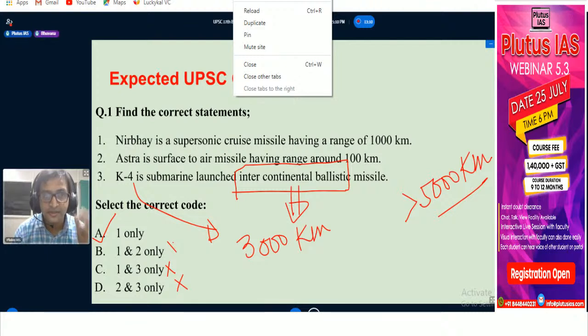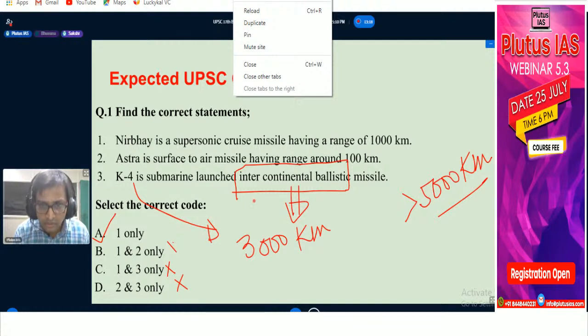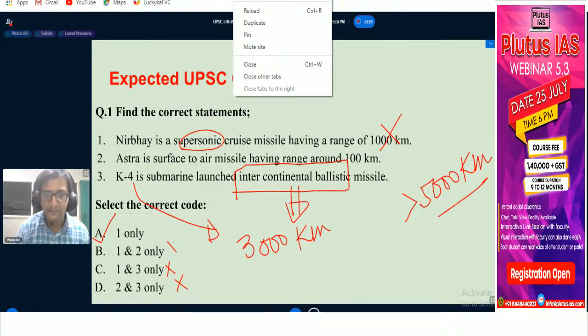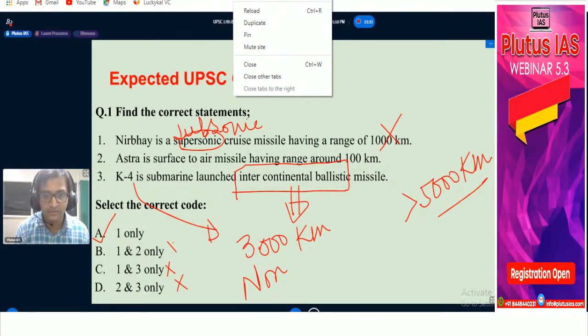Yeah, ask Bhuvan. In the last class, you said Nirbhay is a subsonic cruise missile. Okay, you should give. Yes, okay, sir. It is written supersonic, so it will also be wrong. So none of the above. Yeah, I thought I had written subsonic. It is subsonic. Correct, correct, correct.